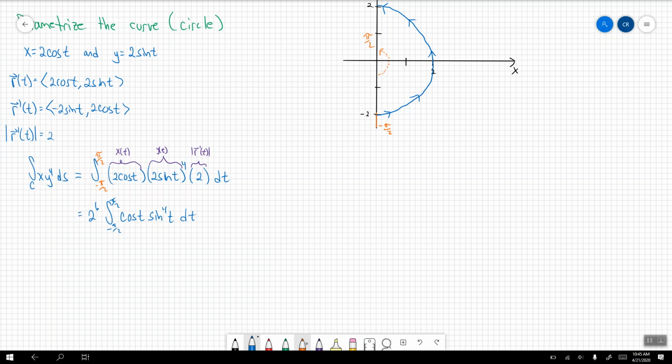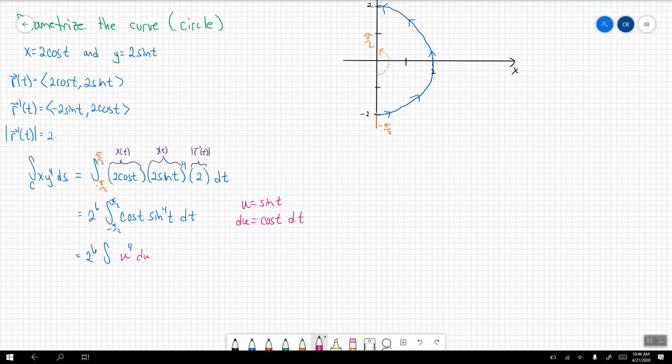Now, I think a u substitution will work just fine right here. So I'm going to go ahead and make that u sub. I'm going to say u is just equal to sine of t. That means du will be cosine of t dt. So that's 2 to the 6 integral. Cosine of t dt should be du. Sine to the 4th is just going to be u to the power of 4, and then that's just du.